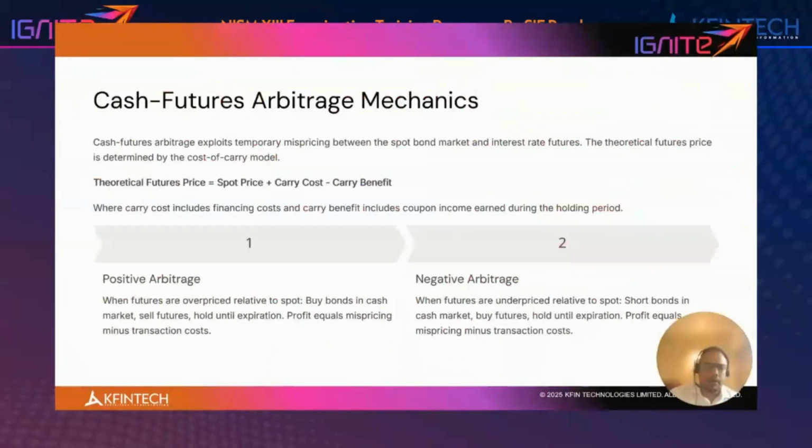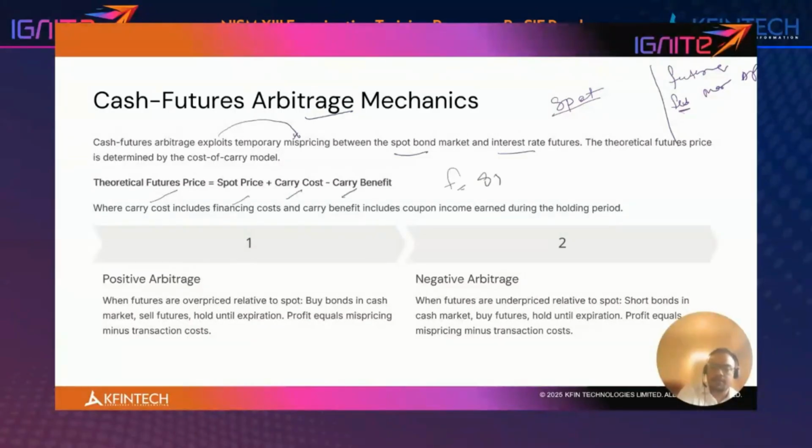In the government bond future, cash future arbitrage exploits temporary mispricing between the spot and the future market. So spot is current and futures is in the future. So say Feb month, March month, April month, there is some futures going on. My actual future price should be spot price plus carry cost minus carry benefit. We have seen that future price is equal to spot into 1 plus the rate at which it is compounding. So this is your formula. So this is the no arbitrage formula.